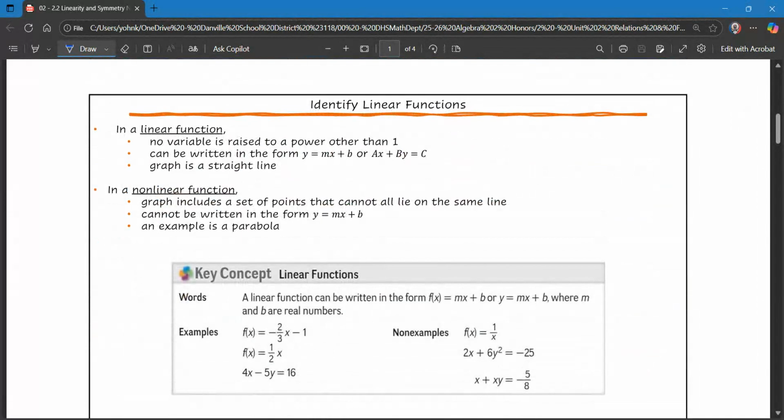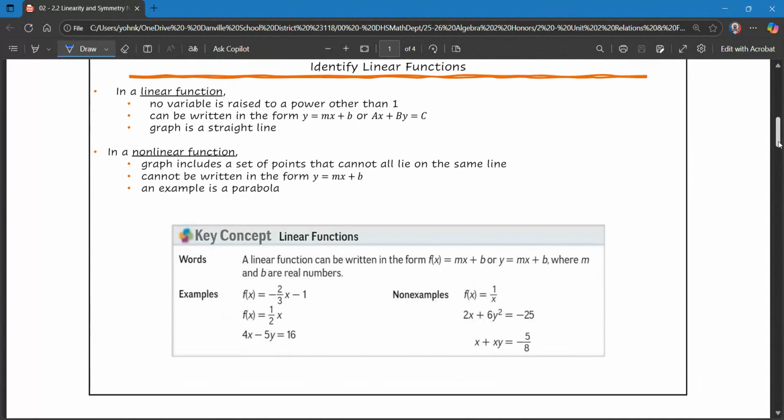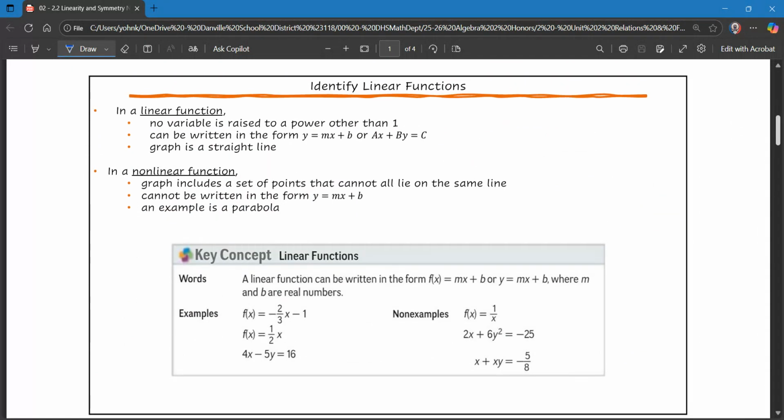So first, let's talk about how we can identify linear functions. That's what this chapter is all about. In a linear function, no variable is going to be raised to a power other than 1, which means you're not going to see any powers. It can be written in the form y equals mx plus b or ax plus by equals c. We're going to learn the second one if you haven't already. The first one should hopefully look familiar. That's slope-intercept form. And the graph is a straight line.